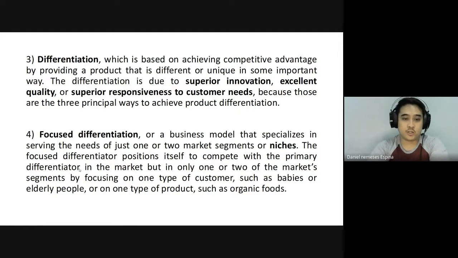So the focus differentiator positions itself to compete with the primary differentiator in the market, but in only one or two of the market segments by focusing on one type of customer, such as, for example, for babies or elderly people or students or mothers. So depende sa imong target market. Or perhaps you're only focusing your operations on one type of product such as mga organic foods.